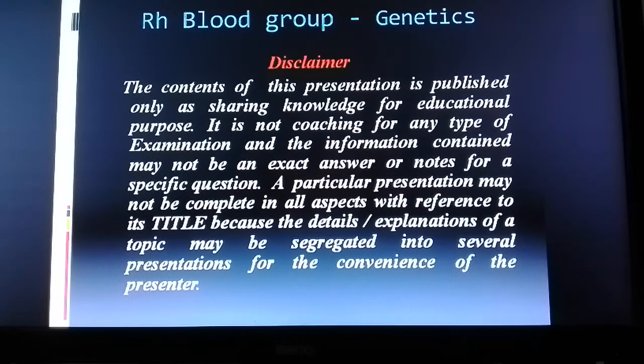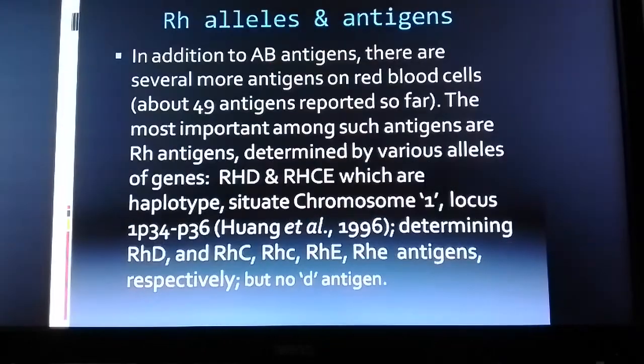This presentation gives some details of RH blood group, which comes under genetics. You may know that human blood is distinguished into 4 types: A, B, AB and O. This distinction is made based on the presence of A or B antigen or both, or the absence of either of the antigens.